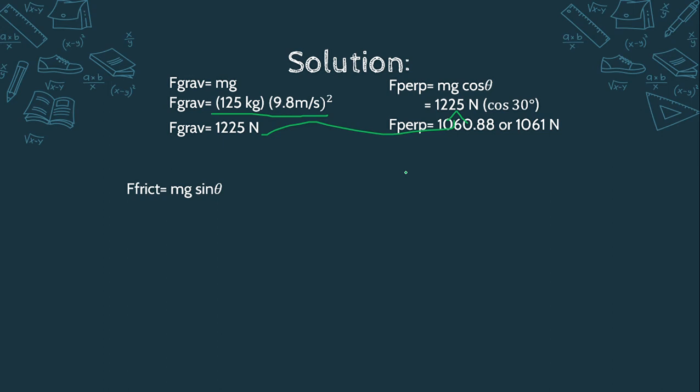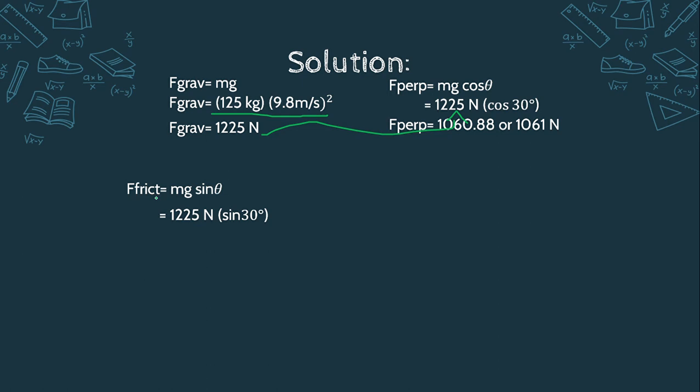Now let's proceed. F para will be mg sin theta. So why is that the formula? Because this is also the total net force on the car. Here it says the car is sliding down. That is why F net, F parallel, and F para are all the same. Now let's proceed on solving the problem.